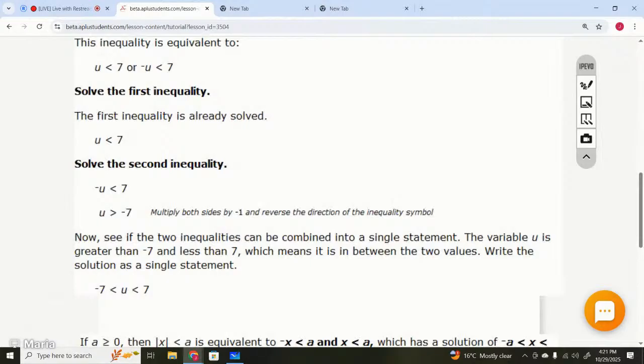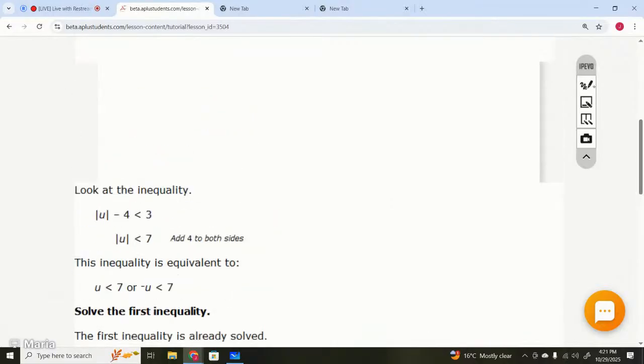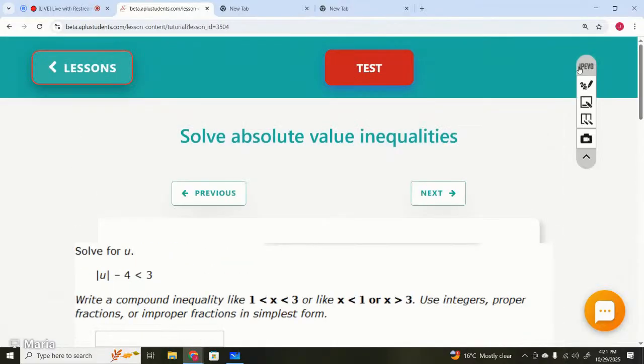The second inequality is negative u is less than 7. That means u is greater than negative 7. So negative 7 is less than u and u is less than 7. Let's just start with the test questions.